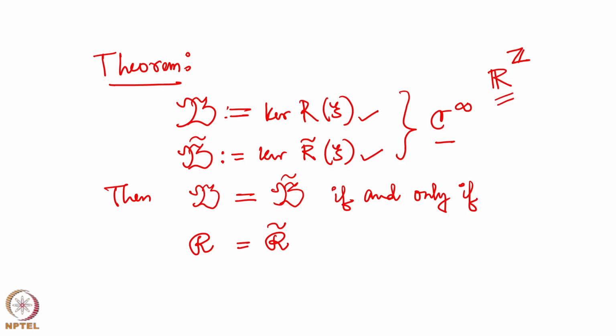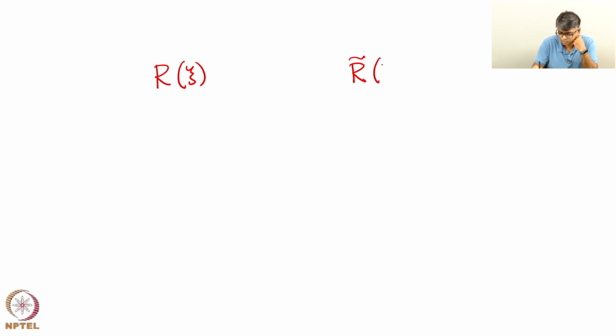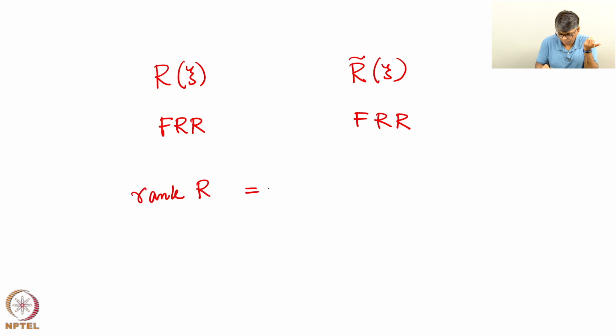Now, where does this bring us? This actually brings us to some very interesting facts. For example, given two kernel representations R xi and R tilde xi, if you bring both of them to full row rank form, then if the two behaviors are equal, by virtue of the two modules being equal, their ranks must also be equal. So the rank of R must be equal to the rank of R tilde.